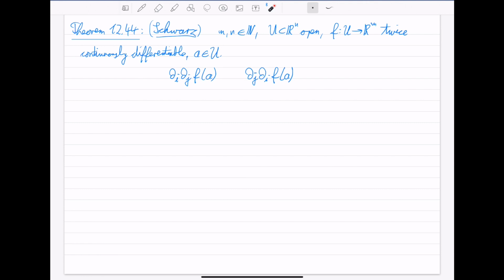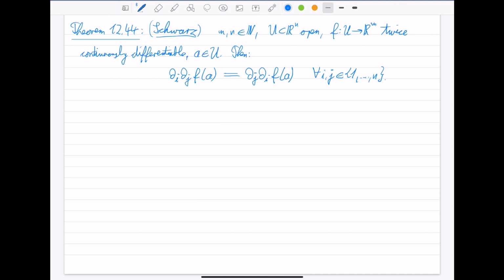So the question is, what's the difference? And the good news is there is no difference. These are always equal. And this was the result of Schwarz. Then this holds for all i and j between 1 and n. Okay, so this is a statement we want to show. So the order of partial derivatives doesn't matter. This is good news because this sometimes makes things easier.